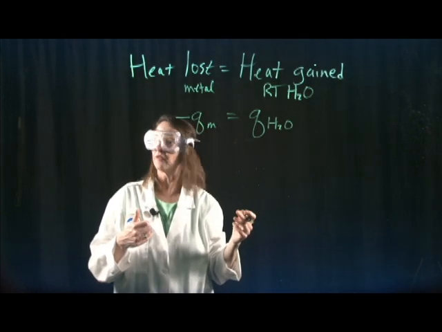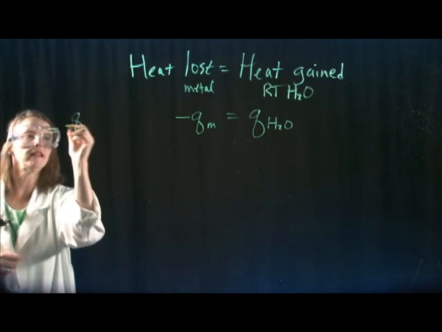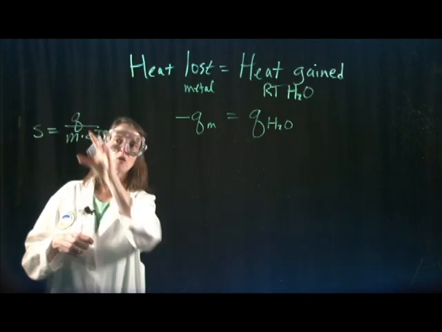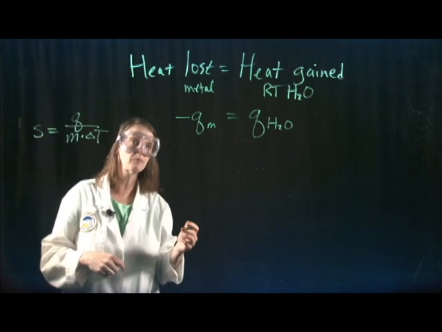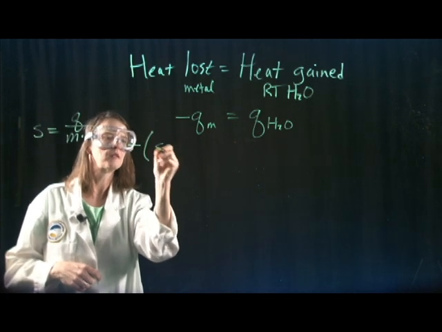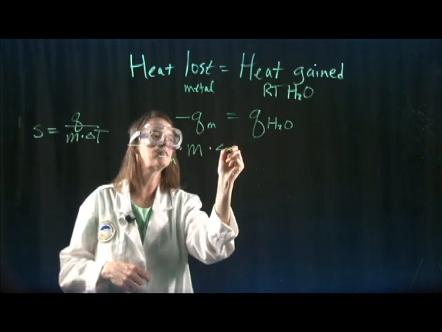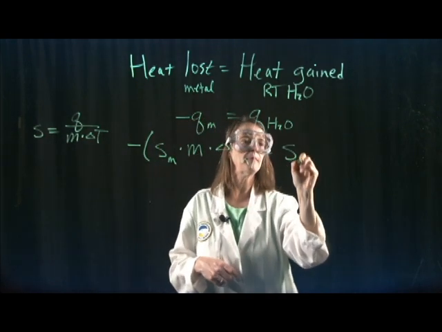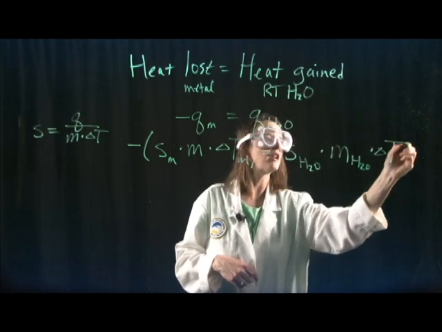And we know from the specific heat capacity equation, right, specific heat capacity is equal to heat divided by mass times change in temperature. And when we rearrange this equation to solve for heat, we have specific heat capacity times mass times change in temperature. So we can set that up for the metal: negative specific heat capacity of the metal times the mass of the metal times the change in temperature of the metal is equal to the specific heat capacity of the water times the mass of the water times the temperature change of the water.